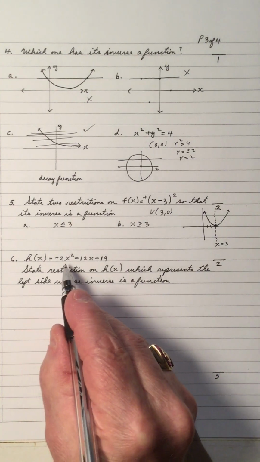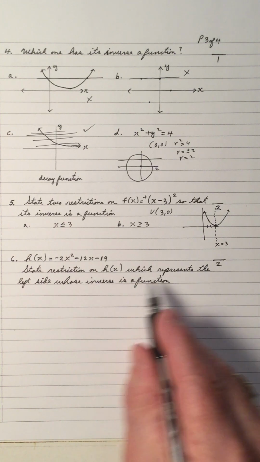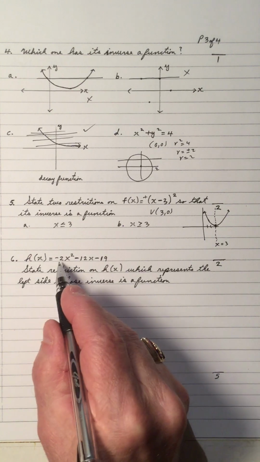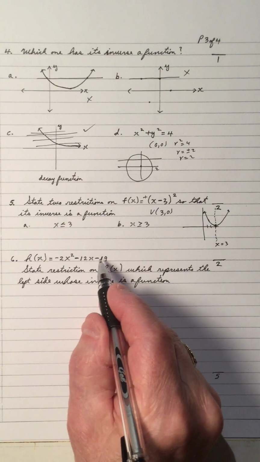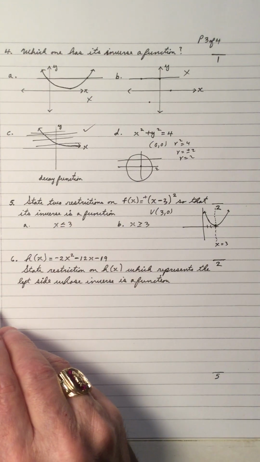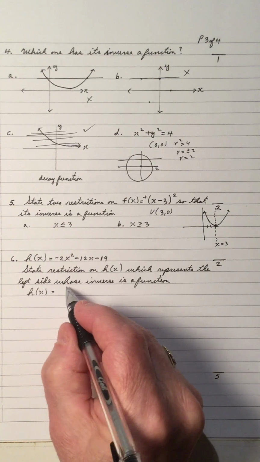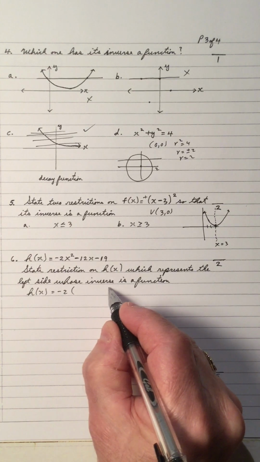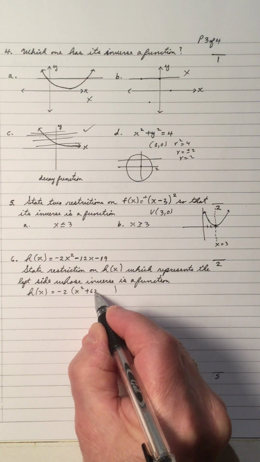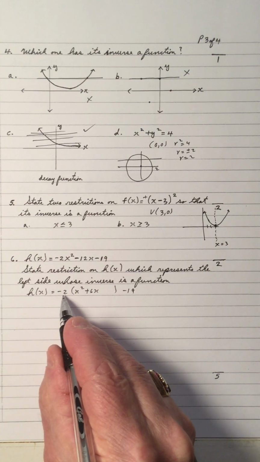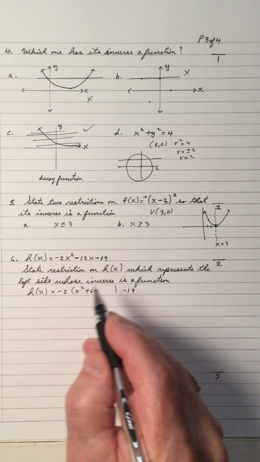Number 6, h of x equals this trinomial. State the restrictions on h of x, which represents the left side, whose inverse is a function. Notice this is a parabola, y equals ax squared plus bx plus c. We're not doing an inverse, so we let the h of x be y. So we're going to factor out the negative 2 from x squared plus 6x minus 19. So I took the negative 2 out of the first term, so I'll make the coefficient 1.